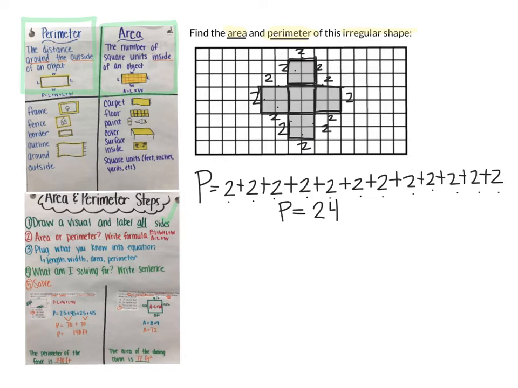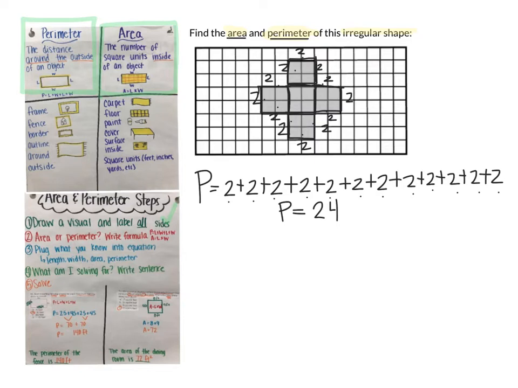Okay, so now I've got 1, 2, 3, 4, 5 squares. The thing we know about squares is a square's side lengths are all congruent. So when I'm looking at this picture, I see 5 squares and all of them have the same lengths and widths, 2.